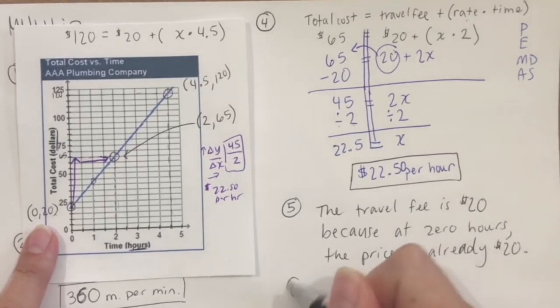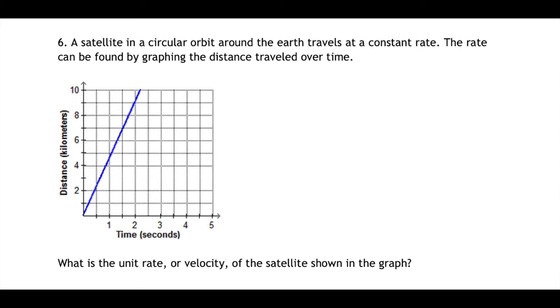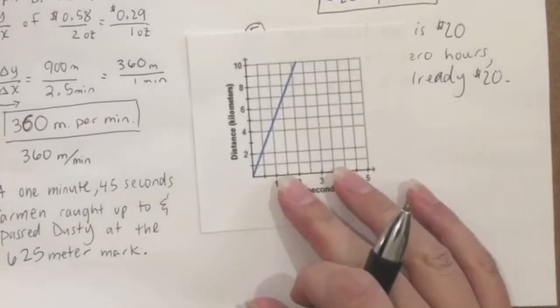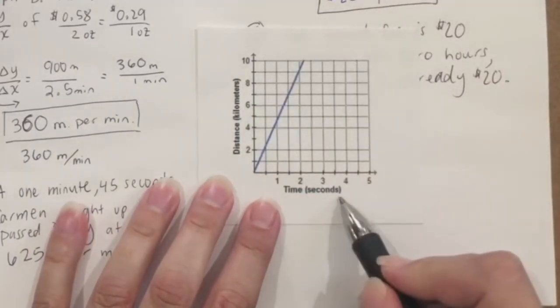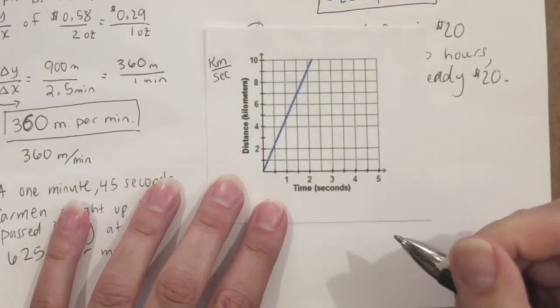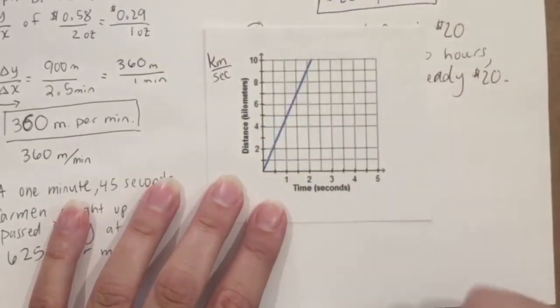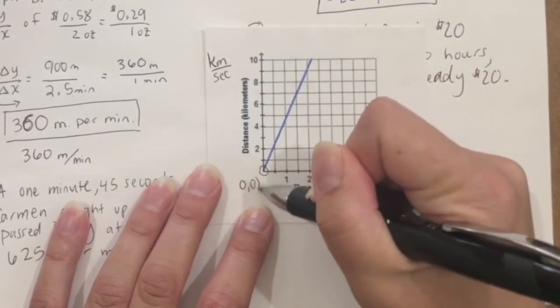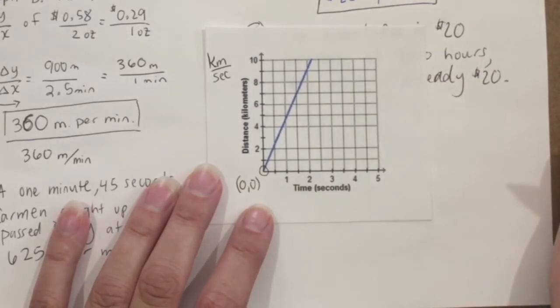Okay? Number 6. A satellite in a circular orbit around the Earth travels at a constant rate. The rate can be found by graphing the distance traveled over time. What is the unit rate or velocity of the satellite shown in the graph? Okay, so here's our graph, and we have the distance in kilometers and the time in seconds. So we have kilometers, km, over sec, kilometers per second. And it should be a lowercase k. And we see that we are going to start measuring at 0, 0.